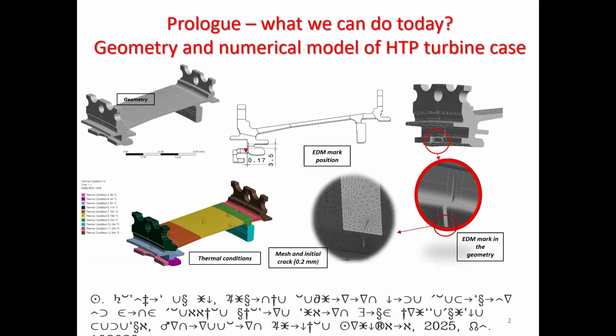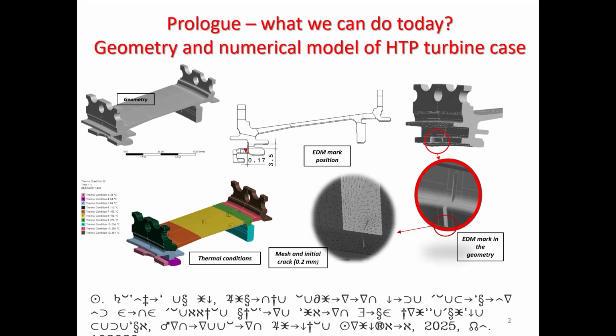What we can do today, basically using numerical simulation. You can see here, well, yet another secret. Something about research, but I try to explain. Something is wrong with the font, obviously. This is a high temperature and pressurized turbine case. It is a very complex component from the aeronautical field.